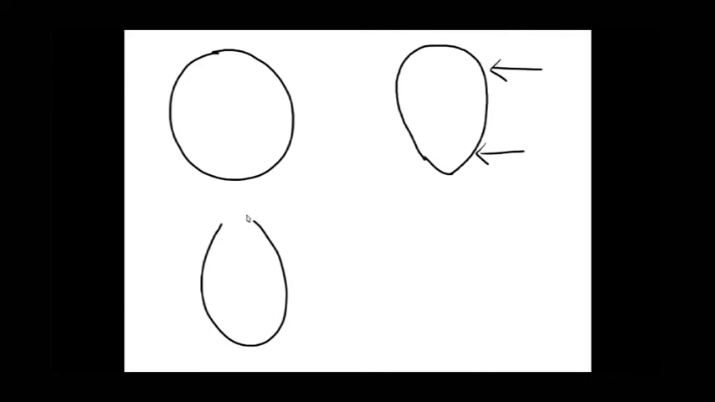The third kind is just the reverse of the second. It's an oval again, but the pointed end comes at the top and the broad end at the bottom. So we'll work with these three very, very simple facial shapes.